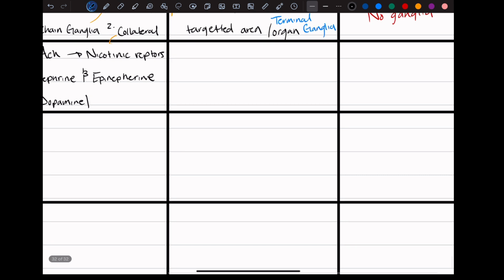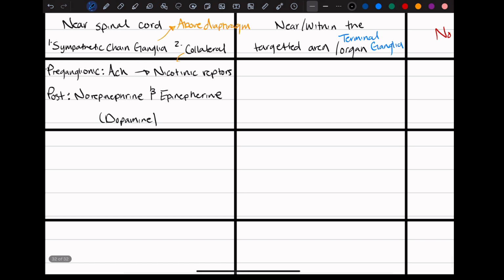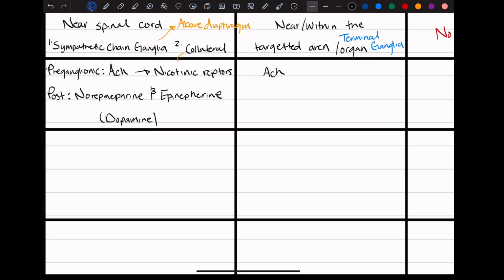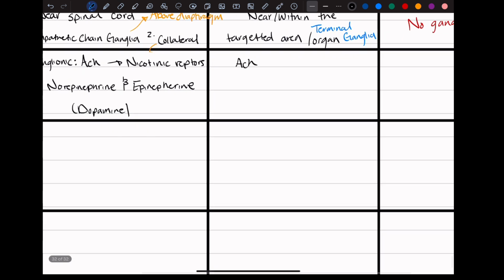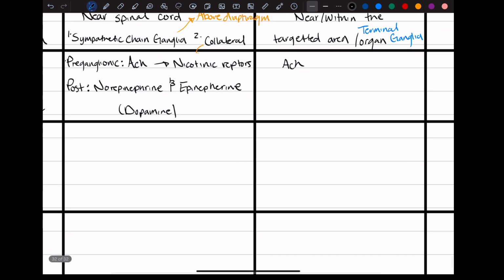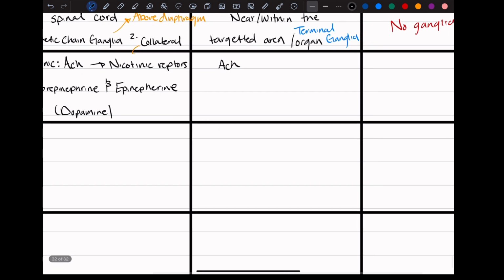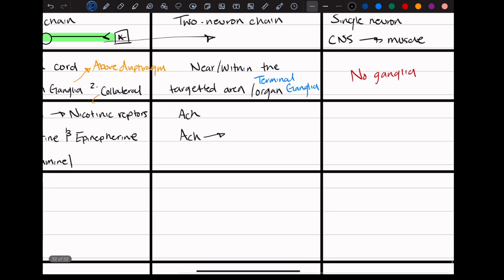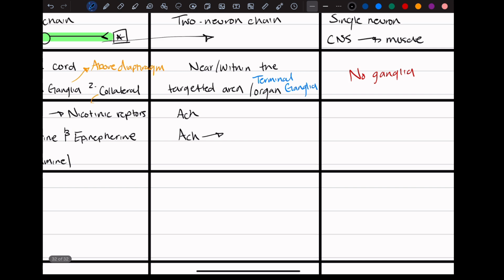Okay, now in our parasympathetic division, we are also going to use acetylcholine, and we are going to use not norepinephrine or epinephrine, but we are still going to use ACh. But the type of receptor is going to be different for the postganglionic. And then here in the somatic, we just use acetylcholine as well.